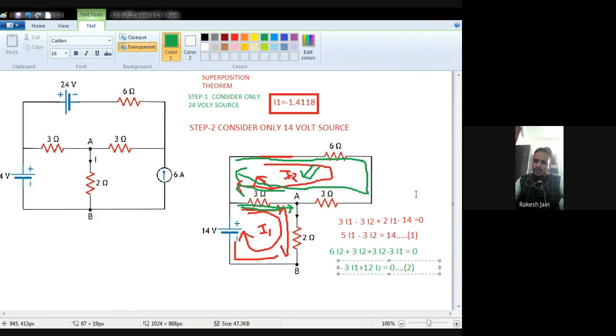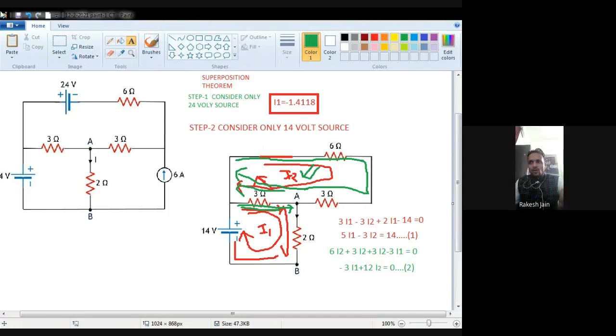Then I come from top to bottom through this 2 ohm resistance, and no other current is there, and my current is I1, so I write it with positive sign, so plus 2I1. Now I see this branch, and here no voltage source and no resistance is there, so there is no need to write it down. Now I go to the upper side and see the negative sign comes first, the 14 volt battery, so I write negative 14, and that is equal to 0. This is my equation number 1.